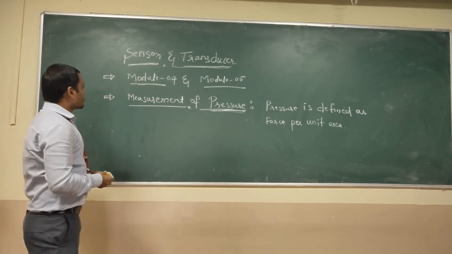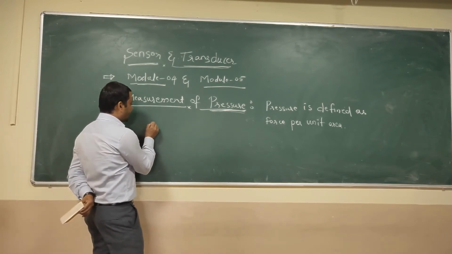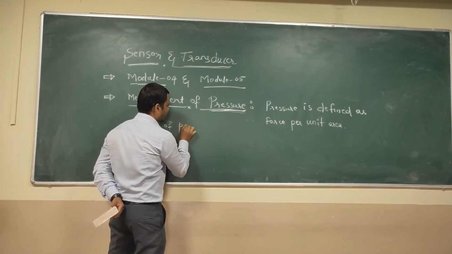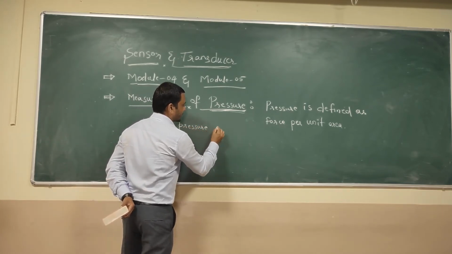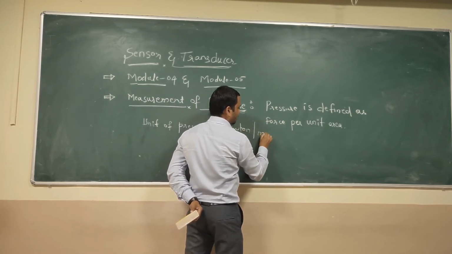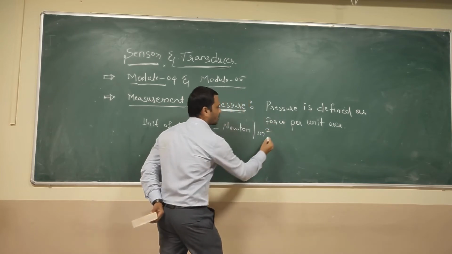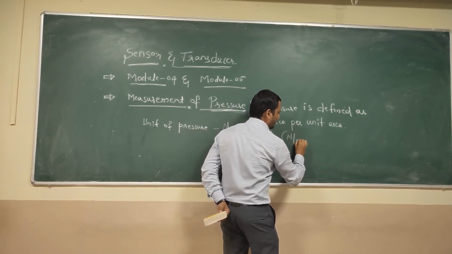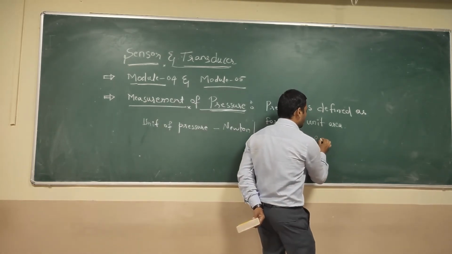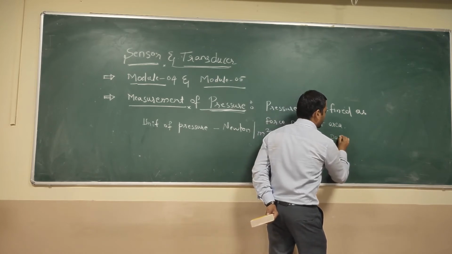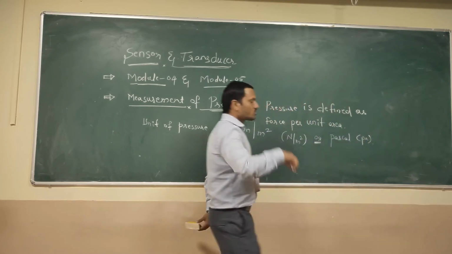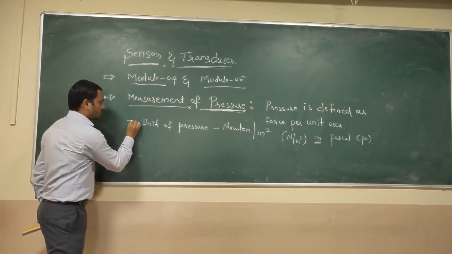Then the unit of pressure is Newton per meter square. In short form we write it as Newton per meter square, or kilopascal, or Pascal. In short form, we write it as Pa. So this is the unit of pressure.